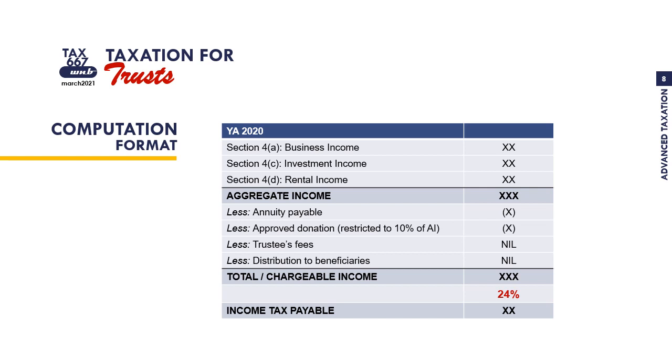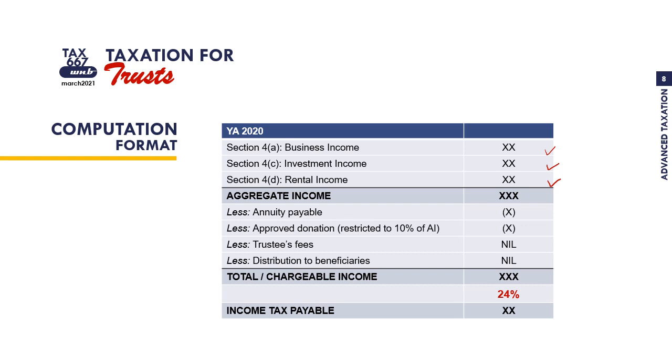Here in this slide is the computation format for a trust body or a trustee. We are going to start with section 4A, business income, and then you list everything that the trust receives from investment, such as interest and dividend under section 4C. And if the trust receives rental income, you will put it under section 4D, rental income. Add these three together, and we can determine the aggregate income for a trust body.